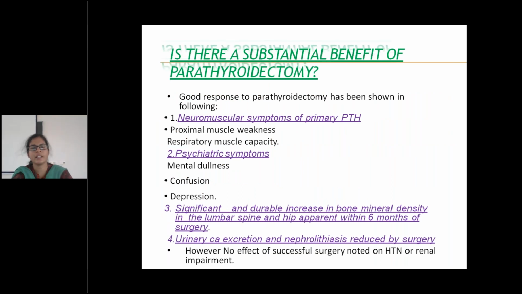A good response is seen when there are these neuromuscular symptoms of primary hyperparathyroidism. Hypercalcemia causes muscle weakness, decreased respiratory muscle capacity, mental dullness, confusion and depression, and urinary calcium excretion increases. So nephrolithiasis and all these are the effects of hyperparathyroidism.